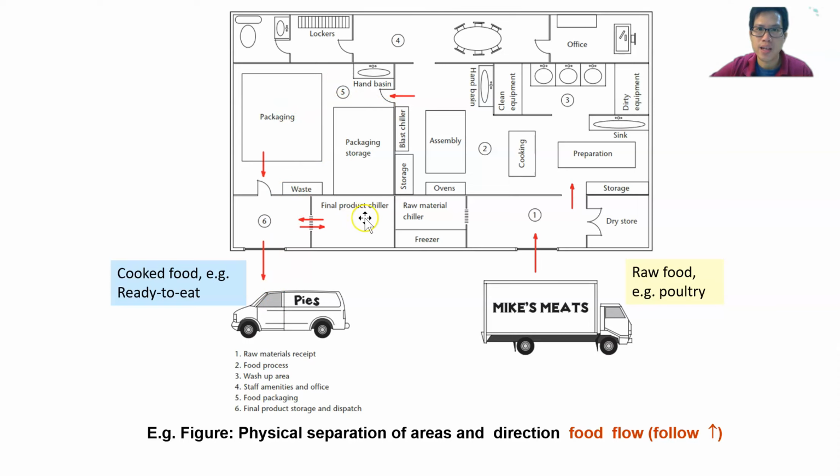You can see that the chiller for chilling your final product or ready-to-eat food is separated from the raw material. They do not store in the same area, to avoid cross contamination. So the flow is only one way, and this promotes a safe environment for producing the products. Some people say, oh, I have a space constraint, so I need to put everything in there. In that case, there's the risk of cross contamination.